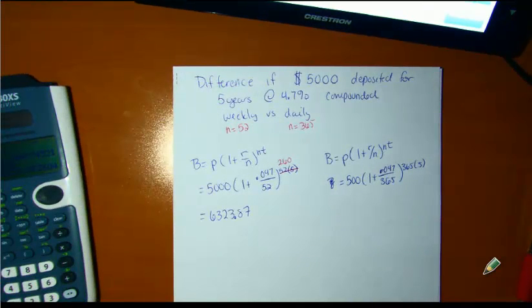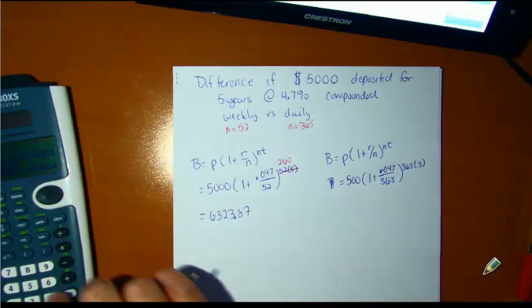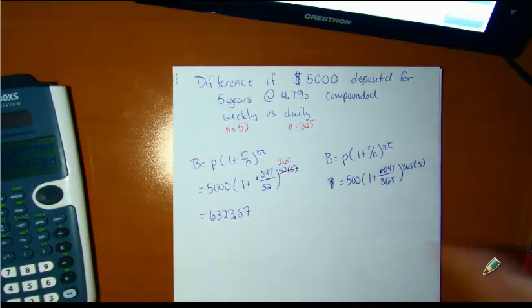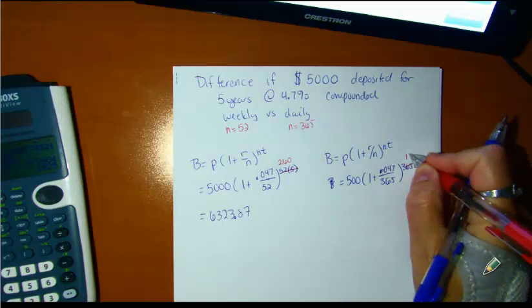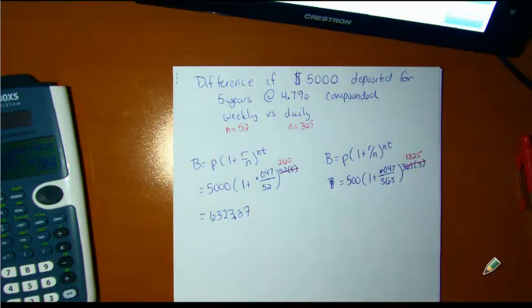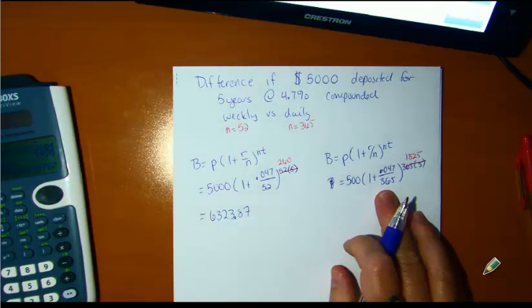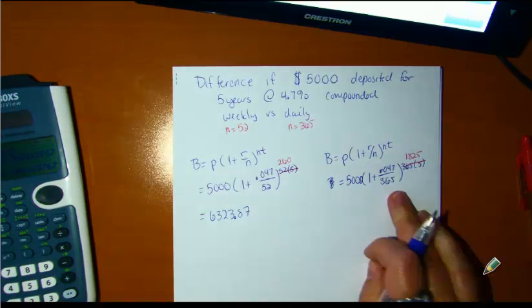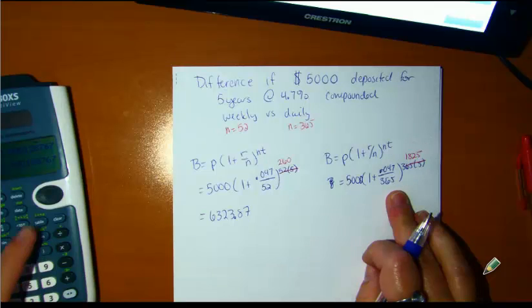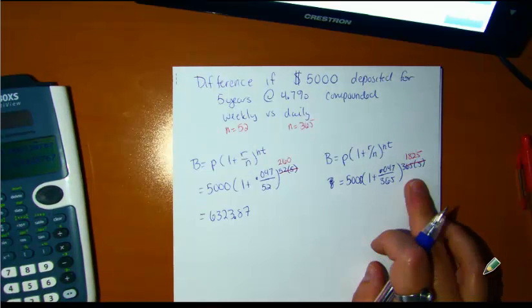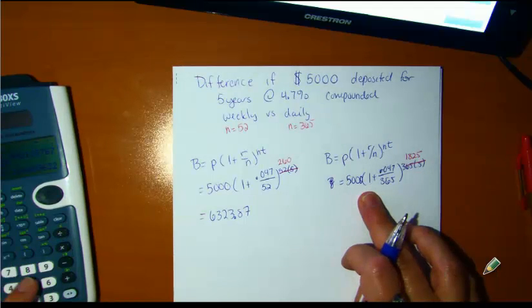Okay, daily compounding, 365 times 5 is 1825. So I do 0.047 divided by 365, which gives me a long decimal. Add 1 to that. Oh, that's 5,000, not 500. Take it to the power of 1825, and then multiply it by 5,000.